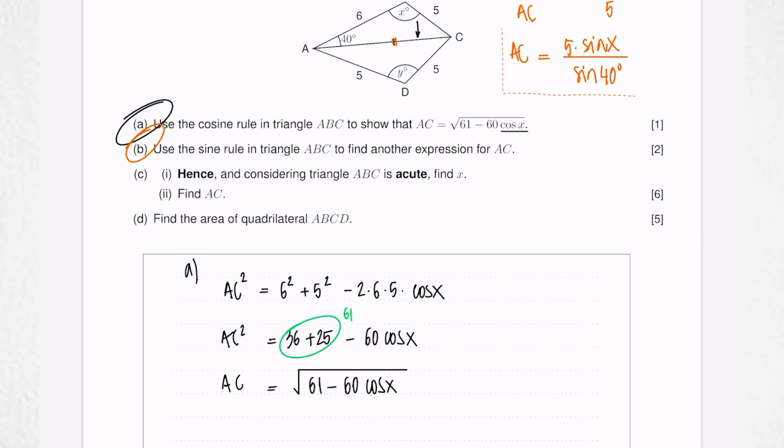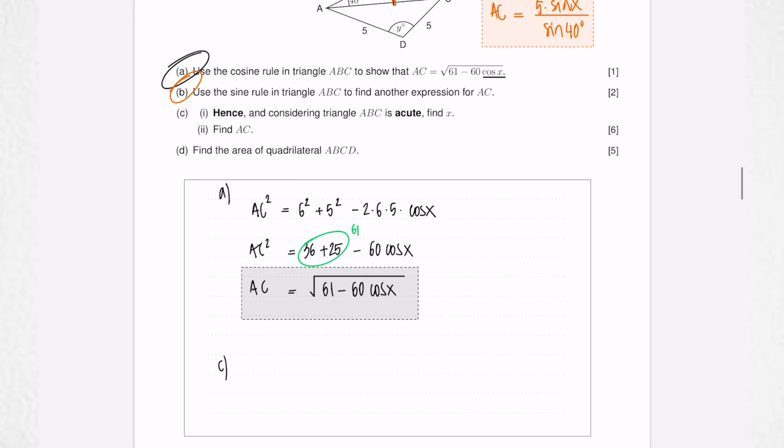Now the idea of finding AC in two different ways is for us to build an equation in which, by plugging it into our GDCs, we can solve for x, which is the angle opposite to AC, and that's exactly what we're going to do. So given that AC is equal to AC, the root of 61 minus 60 cosine of x is equal to 5 sine of x over sine of 40.